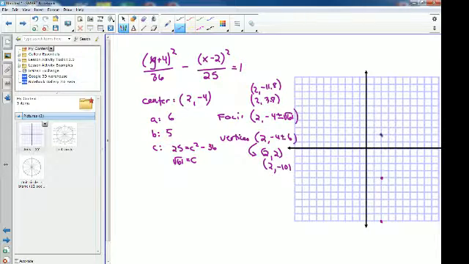Wait, what are those? These are the foci. Sorry. That's the same as this. I just got a decimal for the graphing numbers. I thought it was 7.8. Negative 4 minus 7.8.